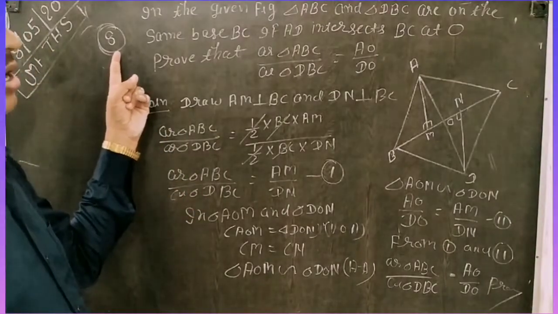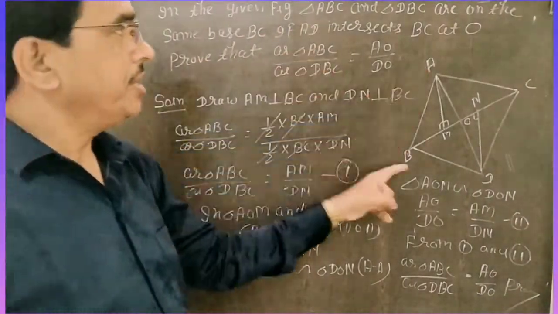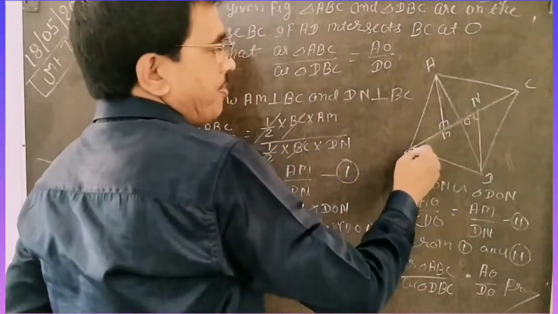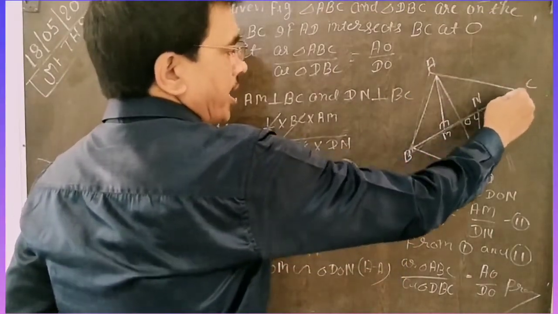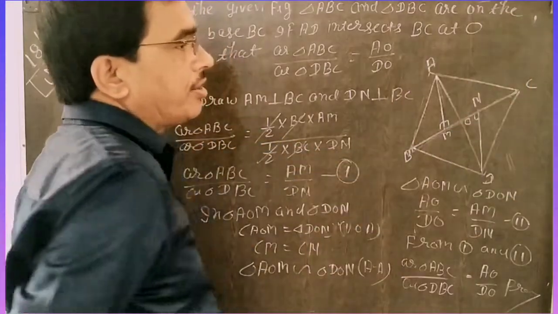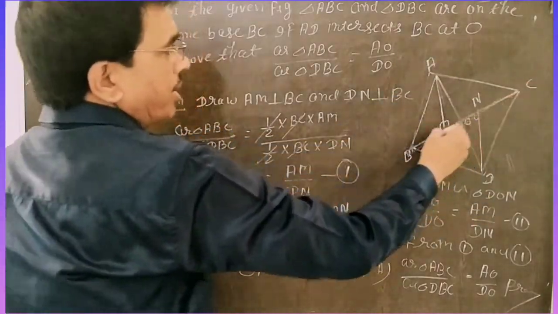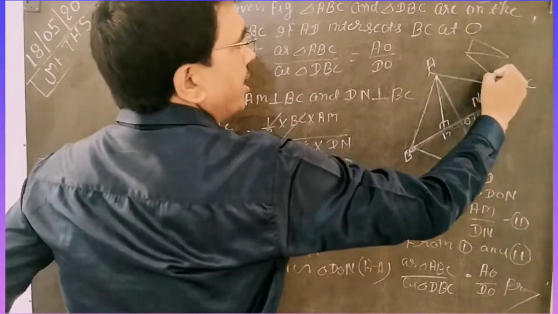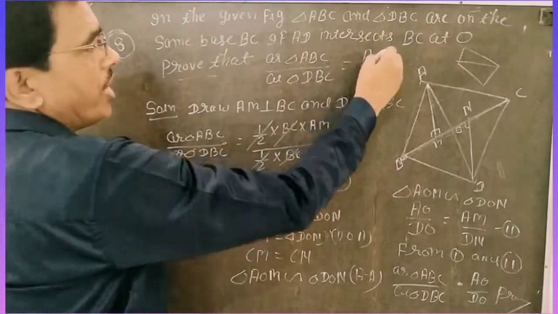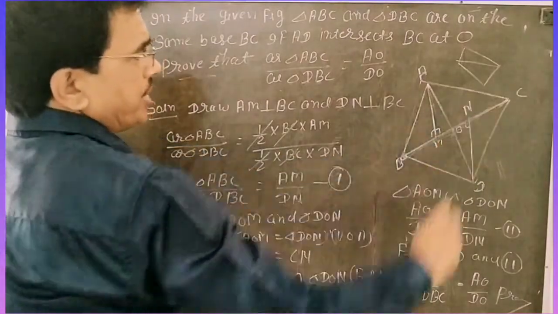Question number 8. Today's session last question is, in the given figure, triangle ABC and triangle DBC are on the same base BC. This is the base, one triangle is ABC, another triangle is DBC. It is not a quadrilateral like ABCD because it is not cyclic or concyclic. So it is ABCD, it is not quadrilateral. It is only two triangles on the same base. Like a base, one triangle is here, another is there. So prove that area of triangle ABC by area of DBC is equal to AO by DO, where O is the point intersecting AD and BC.